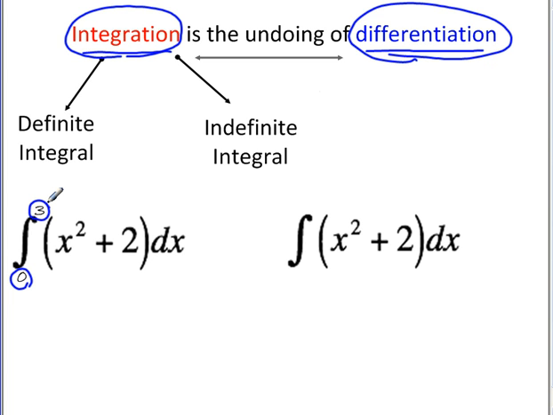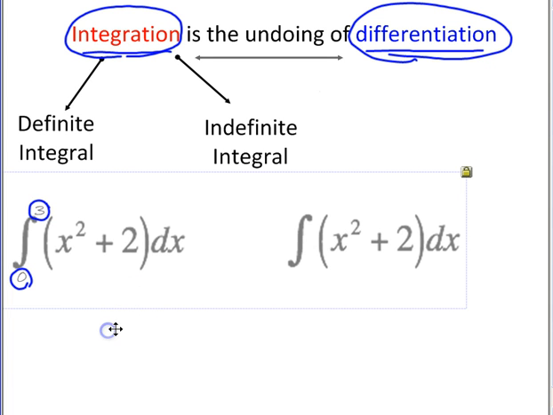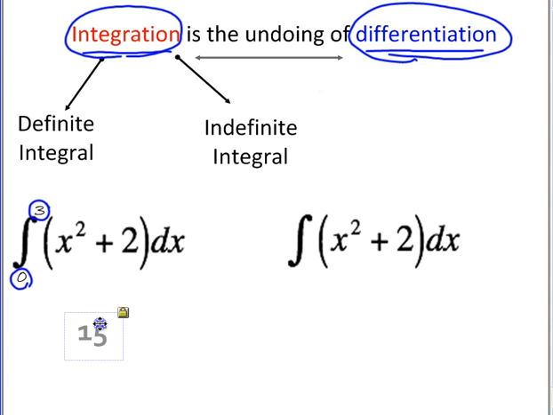Well, when you find the answers to these, which we will be doing later, this one is going to have a particular answer. For example, in this one, the answer is 15. But over here, the answer to this one is actually an expression. It's the expression x cubed over 3 plus 2x plus c.